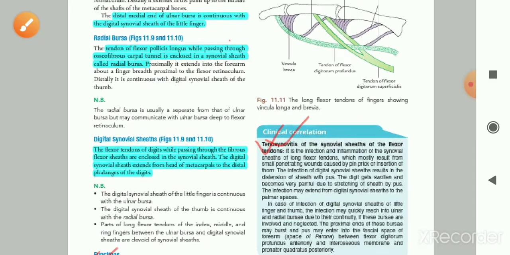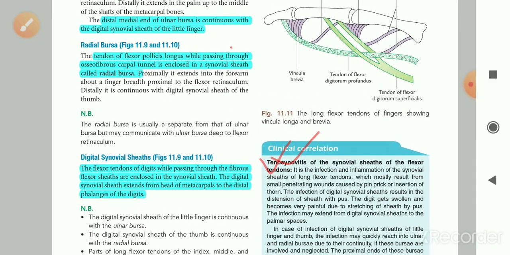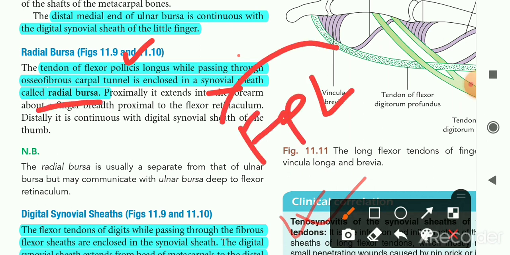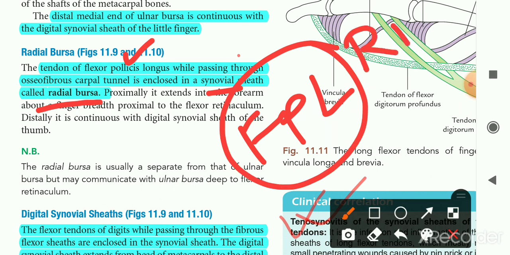Now let's see about the radial bursa. Which one is the radial bursa? The tendon of the flexor pollicis longus, while passing through the carpal tunnel, is enclosed in a synovial sheath known as the radial bursa. That means the flexor pollicis longus tendon is enclosed by a synovial sheath that is called the radial bursa.